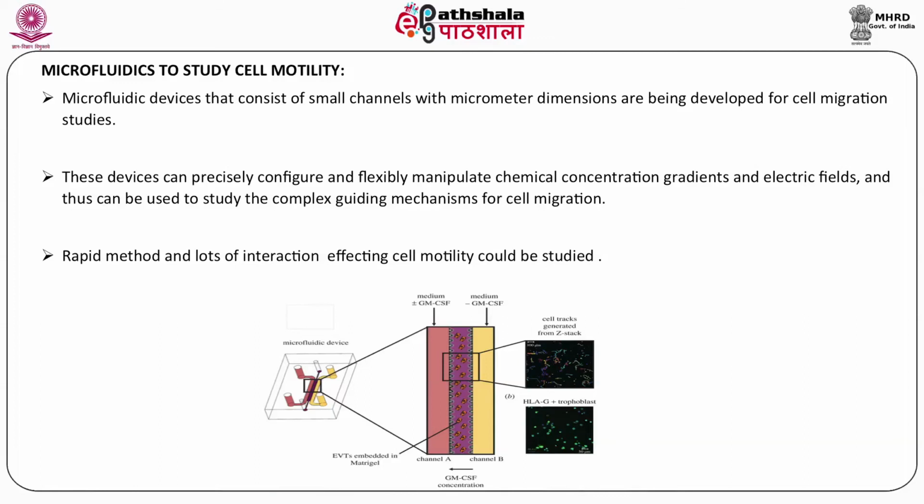Added to this are new upcoming technologies, such as microfluidics for studying cell motility. Microfluidic devices consist of small channels with micrometer dimensions and are being developed for cell migration studies. These devices can precisely configure and flexibly manipulate various concentration gradients and electric fields, and thus can be used to study the complex mechanisms controlling cell migration and motility. It's a very rapid method. Effectors can be studied to see their effect on cell motility.